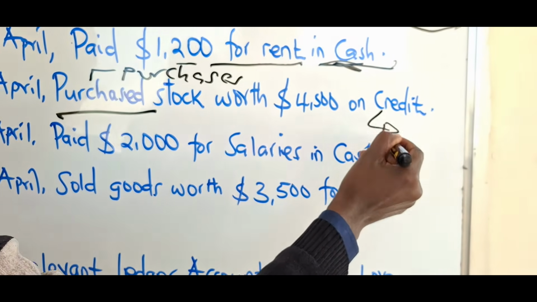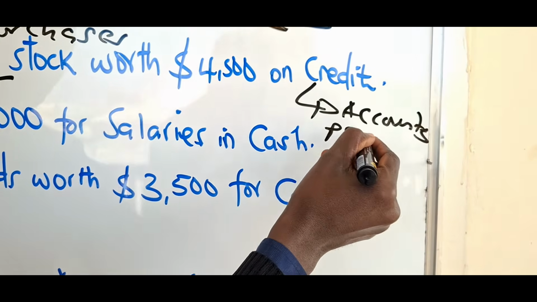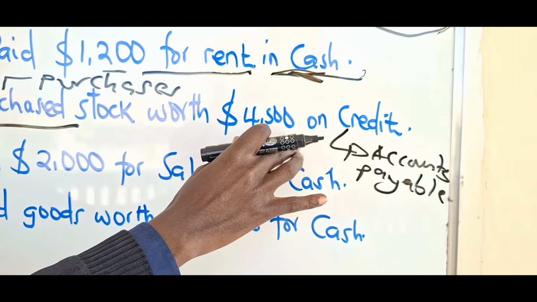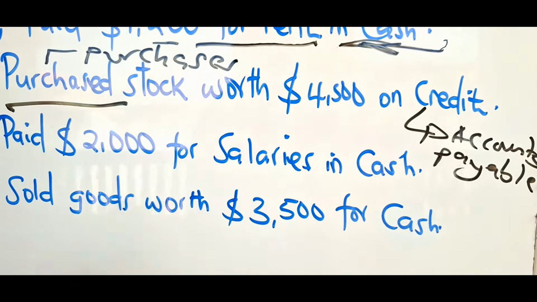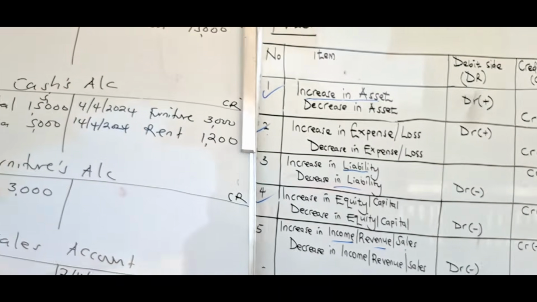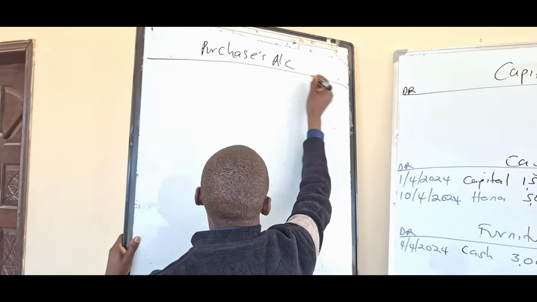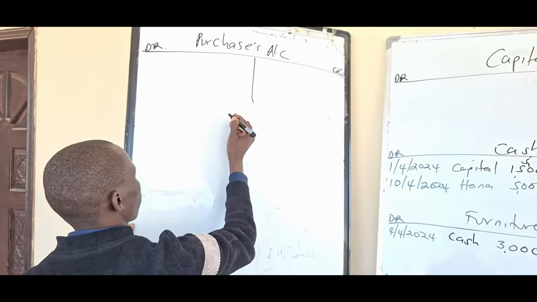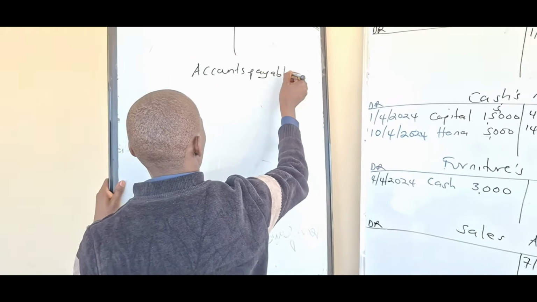Here on credit, it is going to create what we call accounts payable. If this supplier was mentioned, maybe John, we would put John, but since we don't know the supplier, we can open what we call the accounts payable account. So let's start here. You can put the purchases account, we have DR, we have CR, and you can have the accounts payable account.